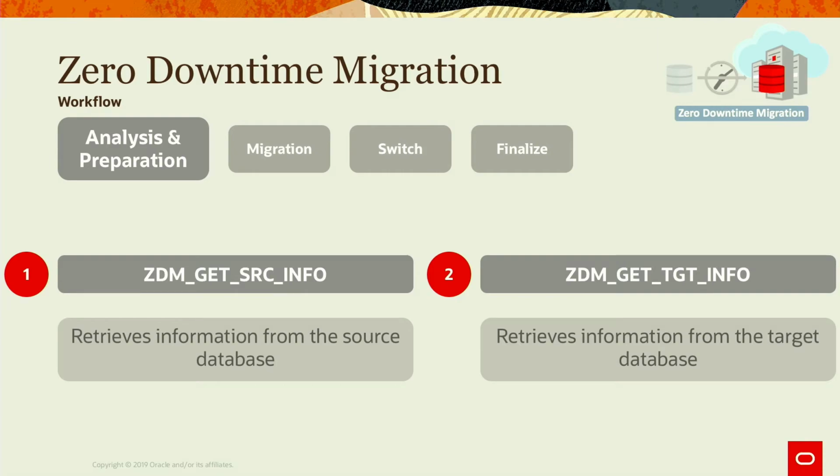So, starting with analysis and preparation, we have 2 steps. First of all, ZDM get source info, which will retrieve information from the source database, and then ZDM get target info, which retrieves information from the target database on the cloud, and the placeholder database that you have created for us to migrate to.